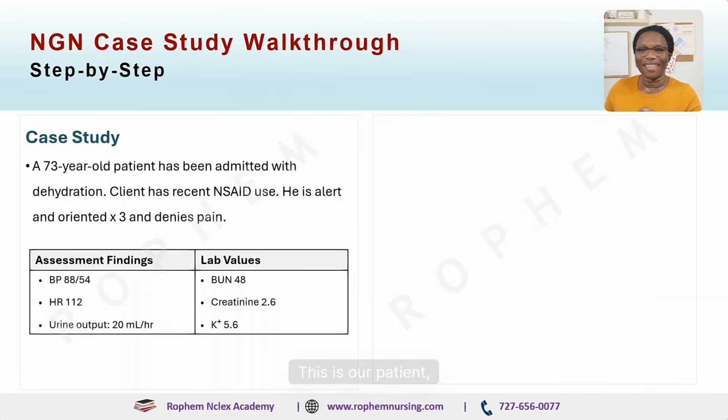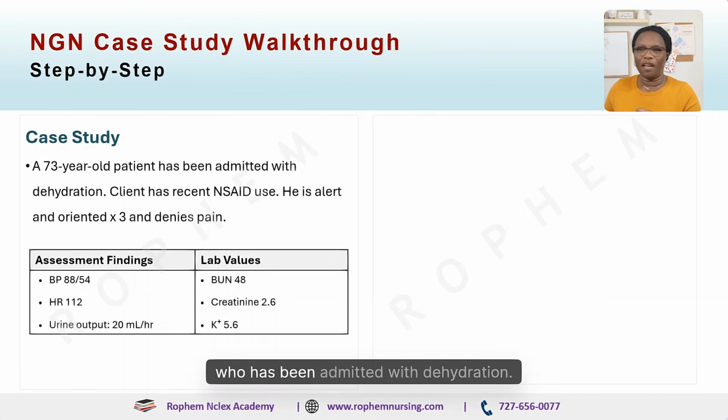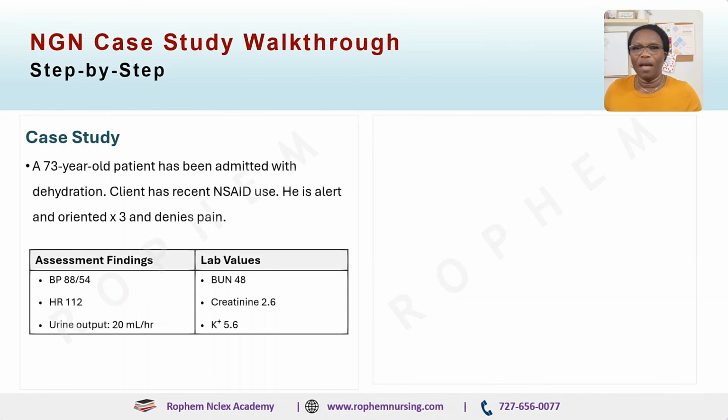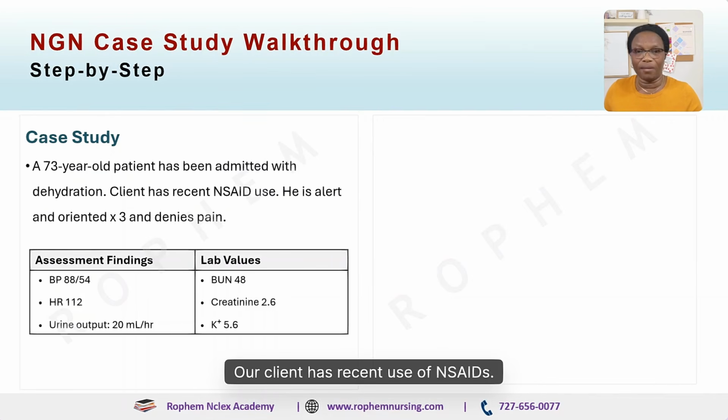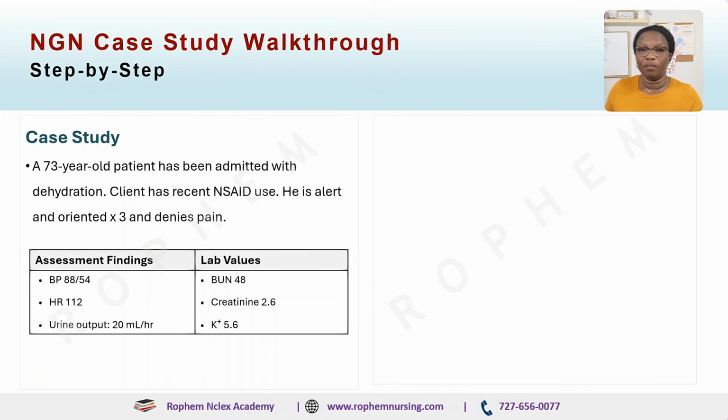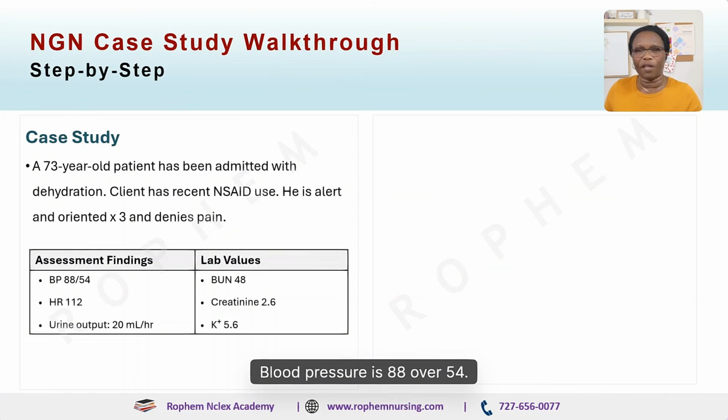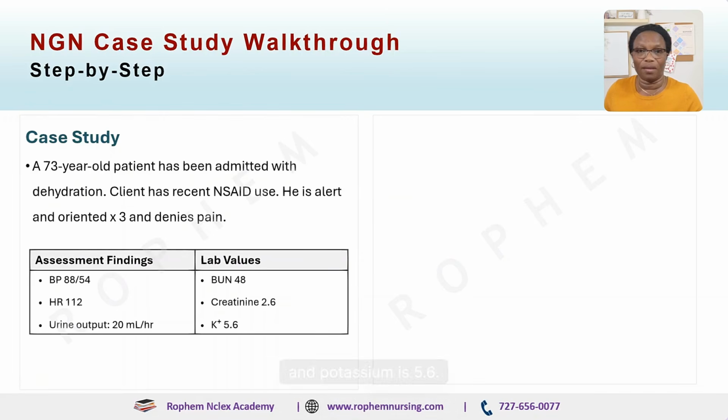This is our patient, a 73-year-old, who has been admitted with dehydration. Our client has recent use of NSAID. He is alert and oriented ×3 and denies pain. Blood pressure is 88/54. Heart rate is 112. Urine output is 20 milliliters per hour. BUN is 48. Creatinine is 2.6 and potassium is 5.6.